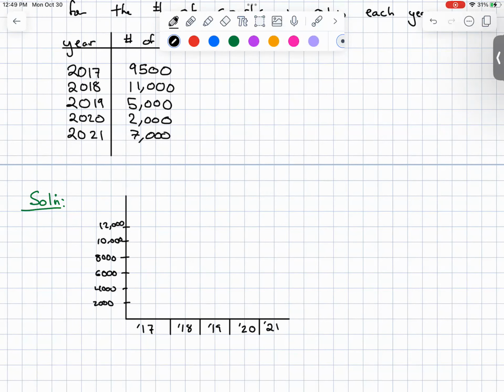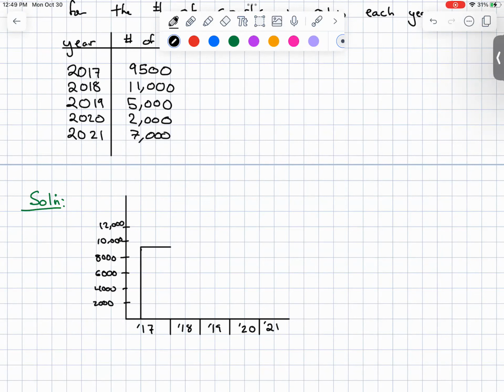And 21. And so all we need to do is just make each little number line based on the total number of crashes. So 2017, 9,500. That's 9,000 would be directly in the middle of those things. So it's a little bit above that. Right about there is fine.